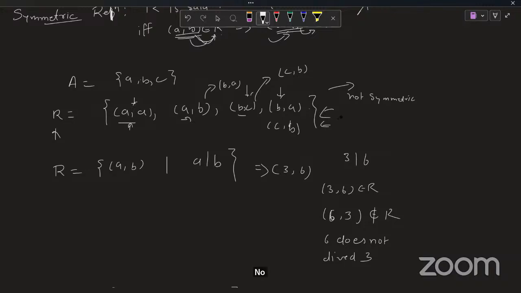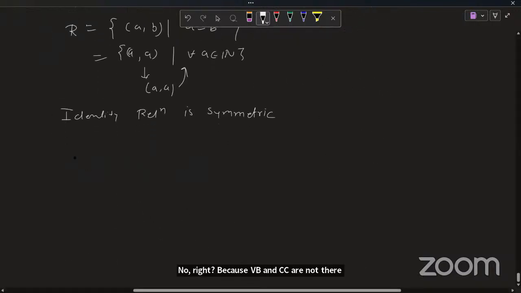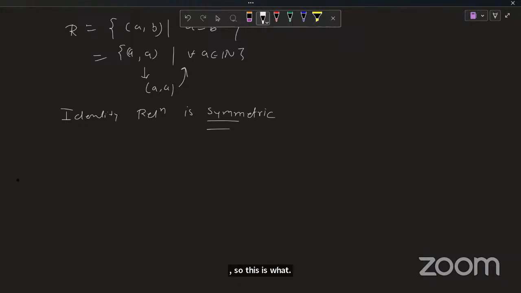Is this a reflexive relation? No, because BB and CC are not there. So this is what a symmetric relation is. Now let's move to the anti-symmetric.